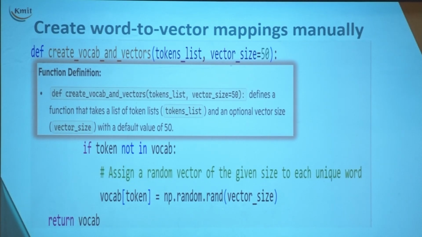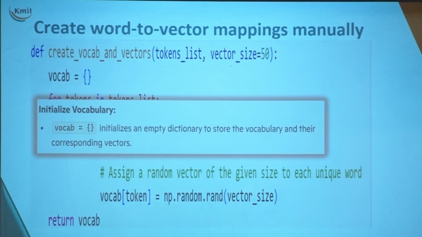Clear enough? So here by default I am passing vector size as 50. So the vector size that I am choosing here is 50. This defines a function that takes input as a list of tokens. The name that we have given to our list of tokens is tokens_list, and then as an optional vector size, we give it a default value of 50. So we are not going to change the size of the vector anywhere inside our code. Okay.